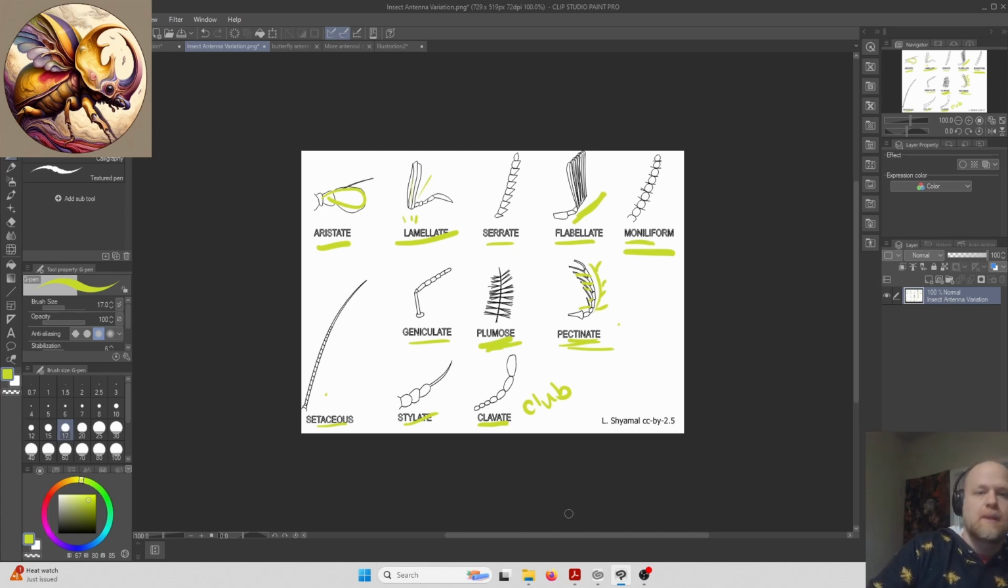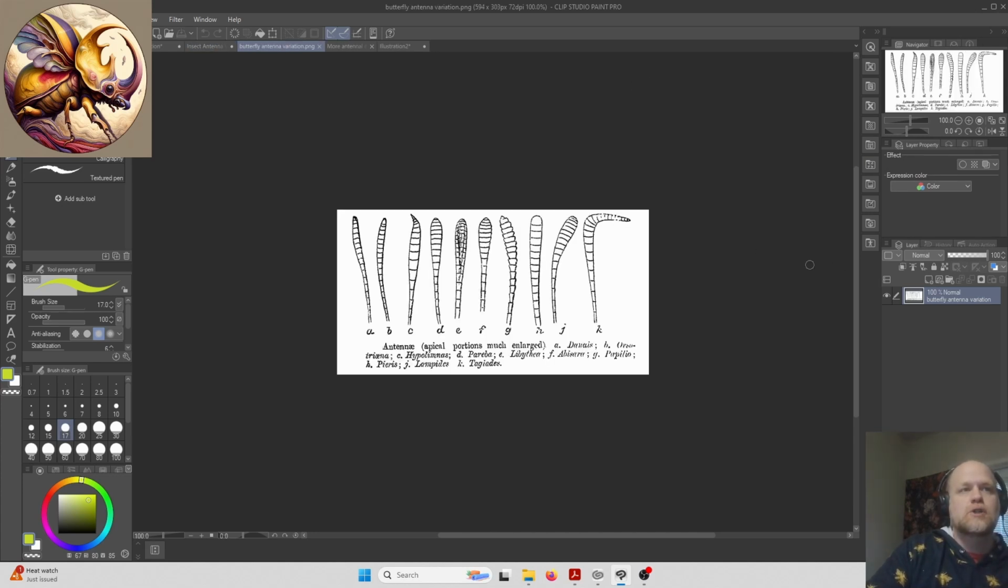So let me show you some actual pictures of these. And there are variations within each of these. So for example, these are just different variations of kind of the clavate or capitate antenna of butterflies. It's all kind of the same form, but there's a lot of variations between species. Let's start with something easy.